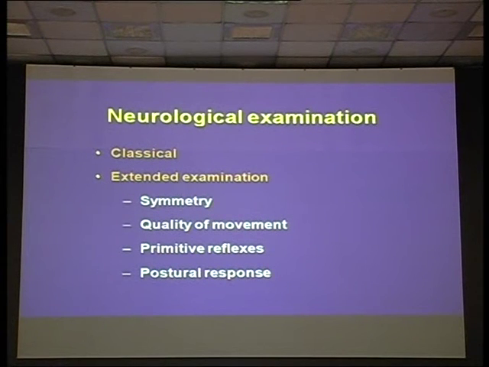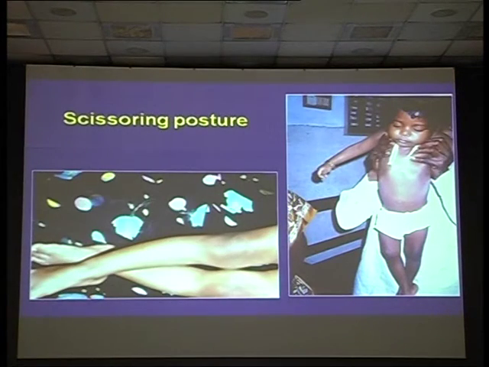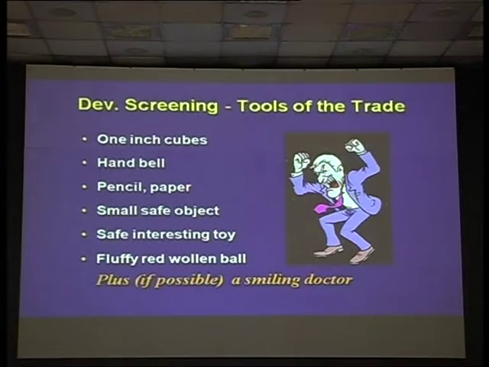One is symmetry of the movement. The child is moving all the time. If an 18 months old child moves only the right upper limb and not the left one, you should think the child might have a left-sided hemiparesis. Second is quality of the movement, whether it's clumsy or good. Third, primitive reflexes, which should disappear at a particular age. And then postural responses. Just looking at the child, you will definitely say that the child has scissoring, spasticity of both lower limbs. It doesn't take much time for us to assess that.